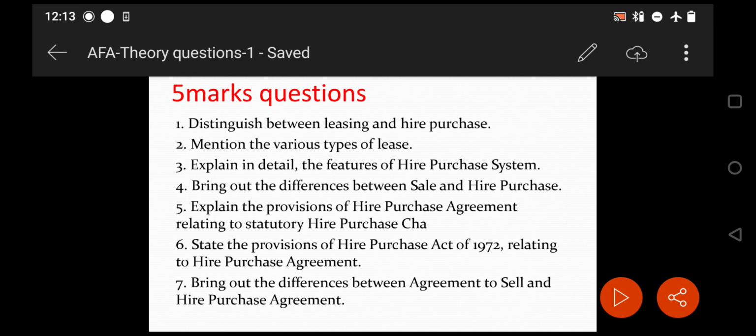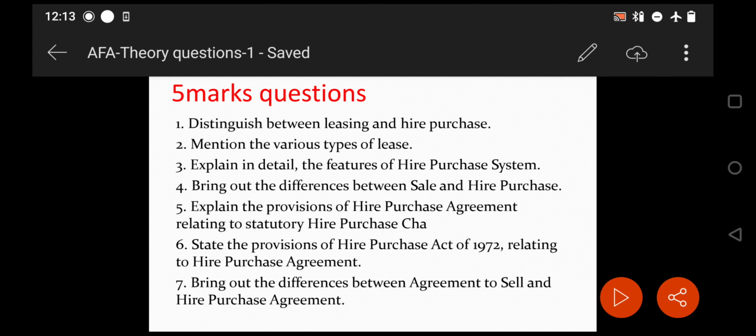The next one is, state the provisions of Hire Purchase Act of 1972 related to hire purchase agreement. Again there are certain provisions, such as the information required for hire purchase accounting, like date of purchase and down payment, date on which the installment is going to be due, date of closure of account, the total cash price, amount of each installment, rate of interest, date of depreciation, and so on. This will be provided in the description box as I already told you.